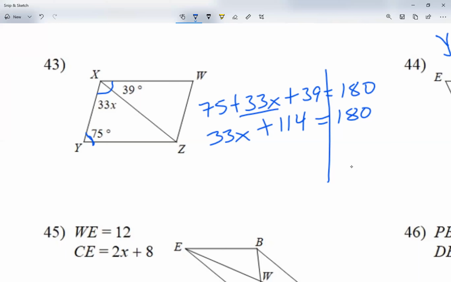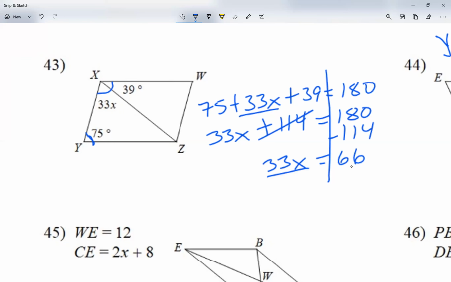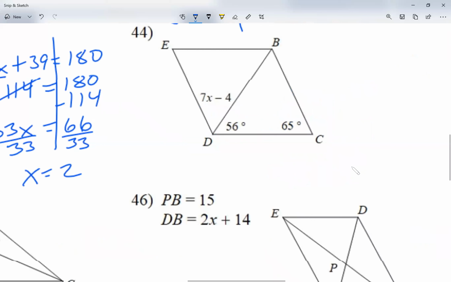All right, I want the 33x by itself, so let me move the plus 114 over as a minus 114. Don't forget to switch the sign. So I get that 33x is equal to 180 minus 114. That is 66. Now to get x by itself, let's divide both sides by 33. x is equal to 2. Remember, you don't have to type in x equals, just 2.